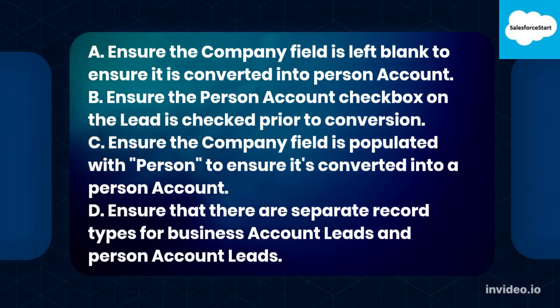A. Ensure the company field is left blank to ensure it is converted into a person account. B. Ensure the person account checkbox on the lead is checked prior to conversion. C. Ensure the company field is populated with "person" to ensure it's converted into a person account. D. Ensure that there are separate record types for business account leads and person account leads.